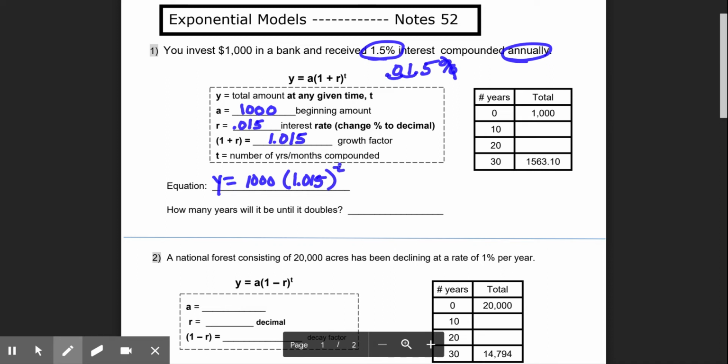So how many years will it be until it doubles? Well, if we go ahead and put this in and then make a table of values, if we raise this to the 10th year, it will be $1,160.50. For 20 years, it would be $1,346.90. And then for 30 years, it's $1,563.10. So you can see that it's gone up a little less than $200 every 10 years.